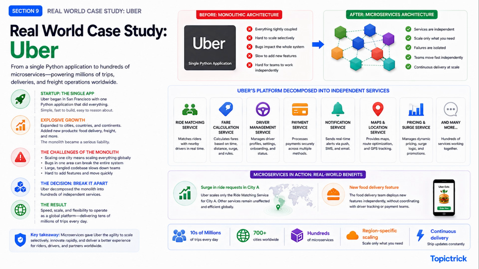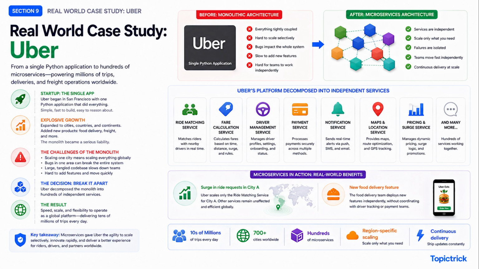But as Uber expanded across cities, countries, and continents, and as it added new products like food delivery and freight, the monolithic application became a serious liability. Scaling the entire system for one city's surge and ride requests meant scaling everything globally. A bug in the fare calculation logic could break the payment flow in every city simultaneously. Adding new features meant navigating a codebase that had grown too large and too tangled for any single team to fully understand. Uber made the decision to break the monolith apart.